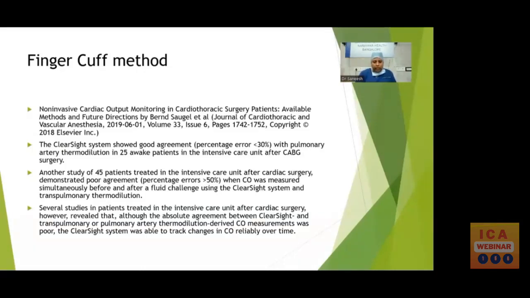Another study of 45 patients treated in the intensive care unit after cardiac surgery demonstrated poor agreement, that is percentage errors of more than 50%, when cardiac output was measured simultaneously before and after the fluid challenge using the ClearSight system and transpulmonary thermodilution. Several studies in patients treated in the intensive care unit after cardiac surgery, however, revealed that although the absolute agreement between ClearSight and pulmonary artery cardiac output measurement was poor, the ClearSight system was able to track changes in cardiac output reliably over time.